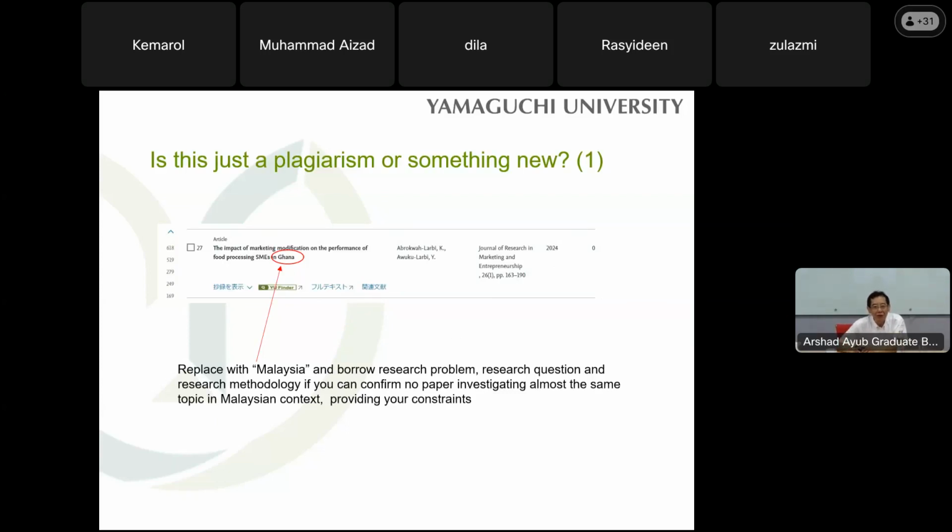If you replace the Ghana of this prior paper with Malaysia and borrow the research program, research question and research methodology, while you can confirm no paper investigating almost the same topic in the Malaysian context, how do you think? Do you think this is just plagiarism, or are you doing something new?